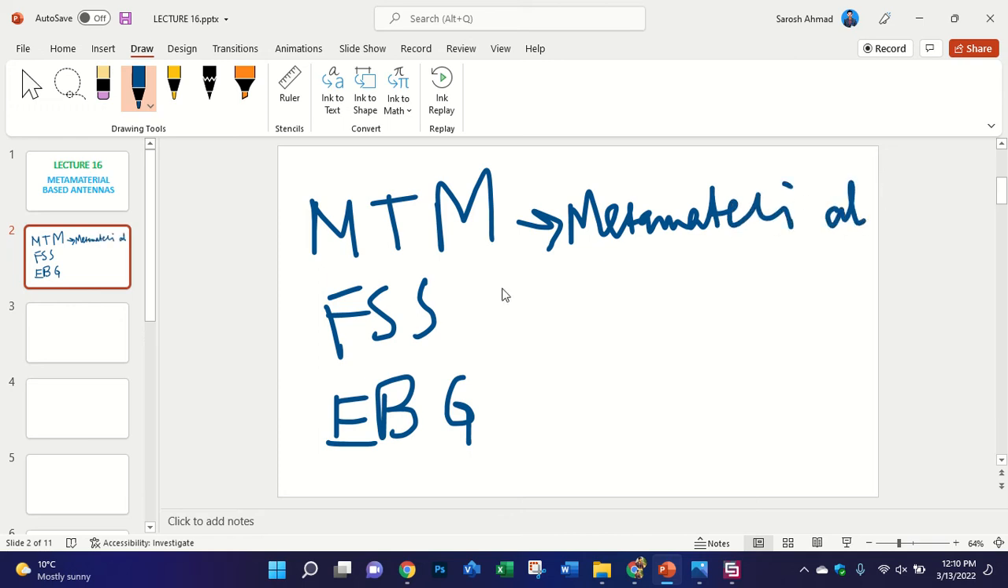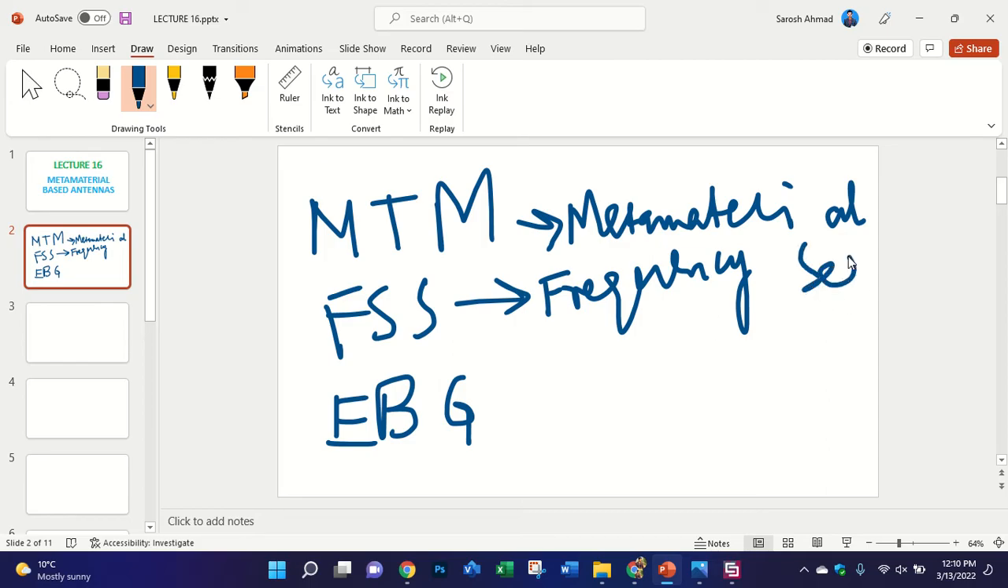Okay, and the other one is the frequency selective surface. There are many names of this one, but the working procedure is the same. Frequency selective surface, sometimes we call it FSS, sometimes we call it MTM, sometimes we call it EBG structure, electronic band gap.